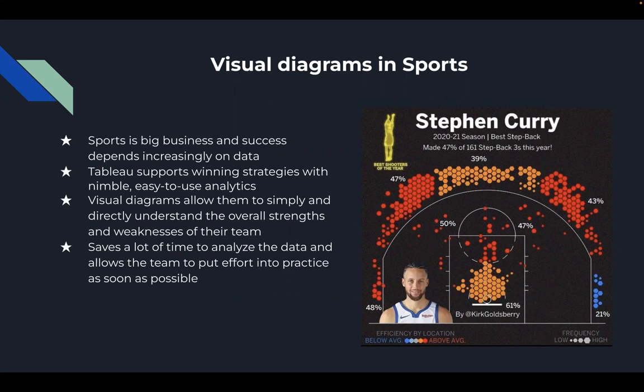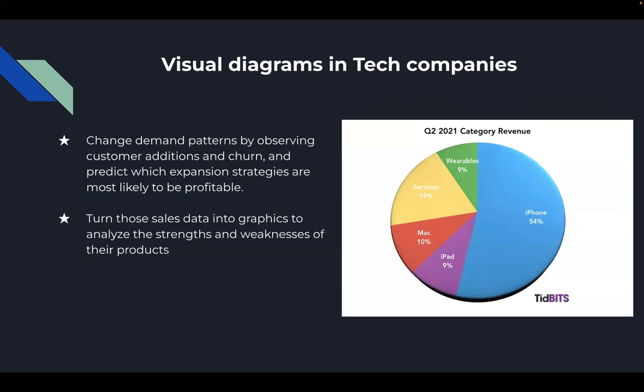So for most NBA players and coaches, their math skills are limited. Visualization diagrams allow them to simply and directly understand the overall strengths and weaknesses of their team. This saves a lot of time to analyze data and allows the team to put effort into practice as soon as possible. Then we will give an example in tech companies.